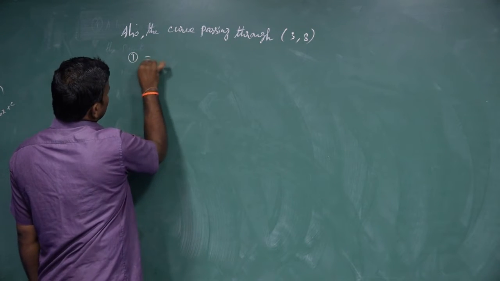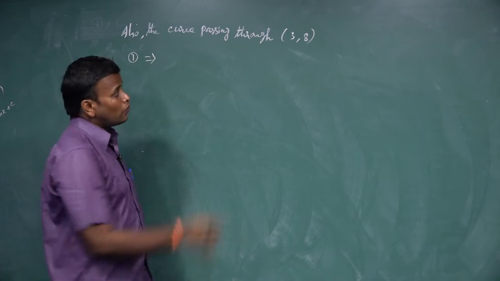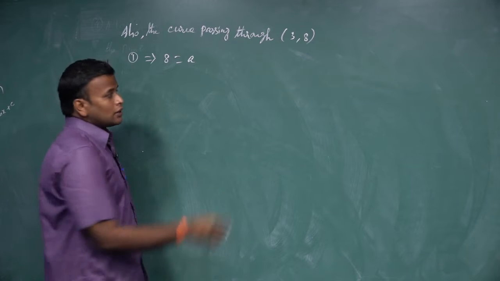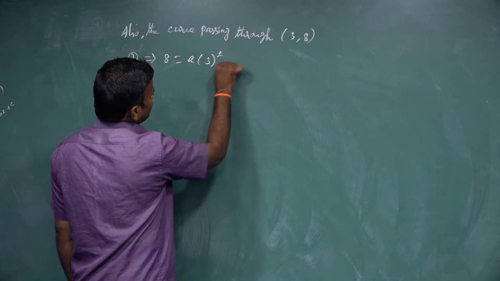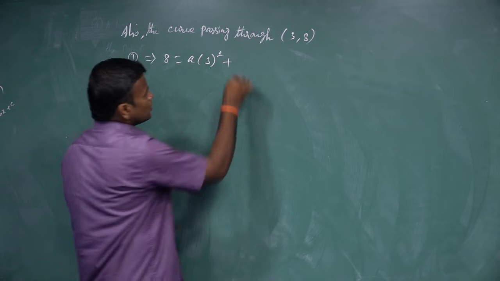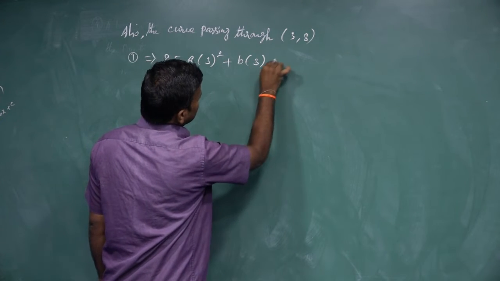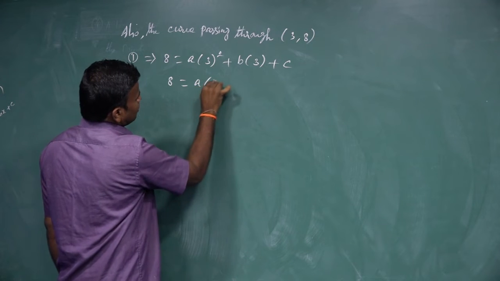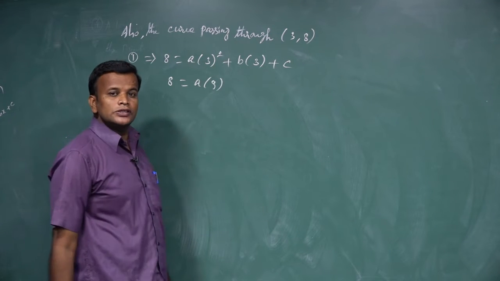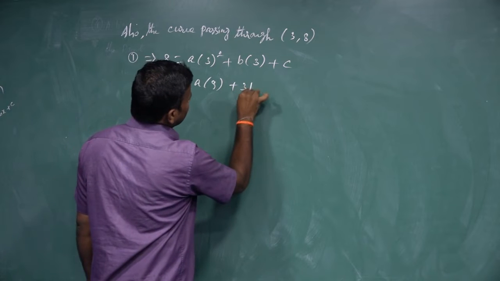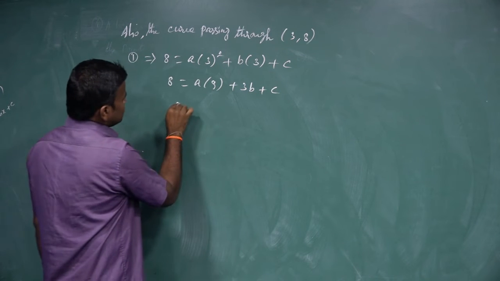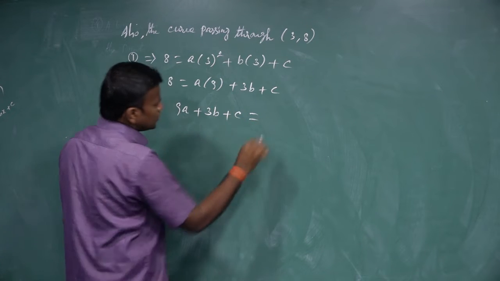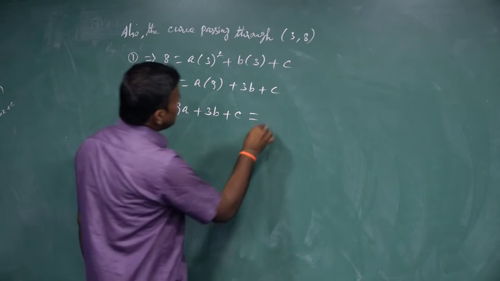LHS is y. The value of y is 8. Then a x square, where the value of x is 3, so 3 square, plus b x, b into 3, plus c. So 8 is equal to, the value of 3 square is 9a, plus 3b plus c. So 9a + 3b + c = 8.